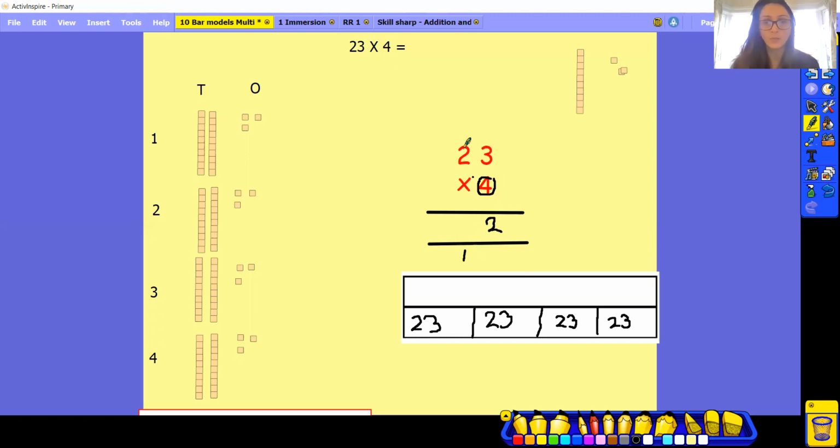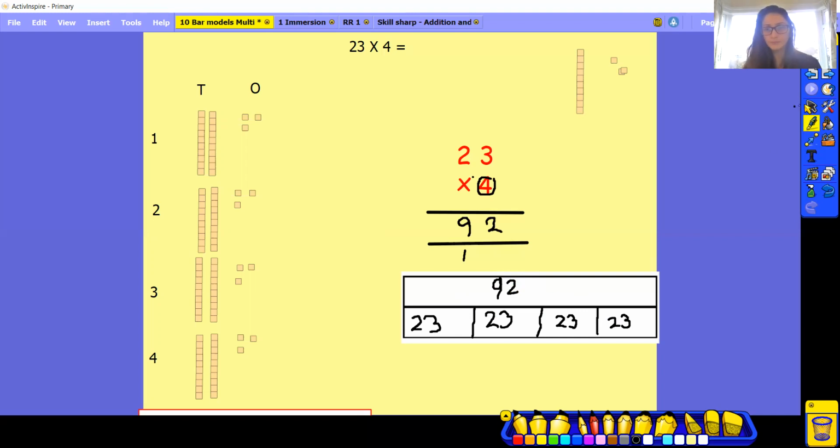Remember, we're really doing 20 times 4. However, to make life a bit easy for ourselves, we're going to do 2 times 4. So 2 times 4, 2, 4, 6, 8. Remember, don't forget to add the extra 1. So 8 add 1 equals 9. So you should know that 4 lots of 23 equals 92.